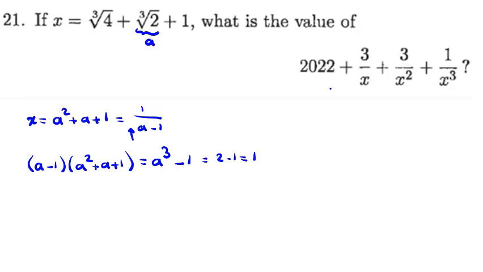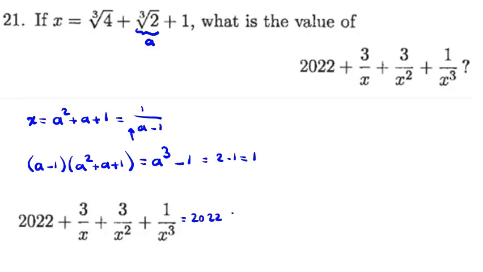Now, let's focus on this part. It says calculate. So here I say, okay, it is 2022 plus, if I use the common denominator x cubed, it will be 3x squared plus 3x plus 1. And here we can add what?